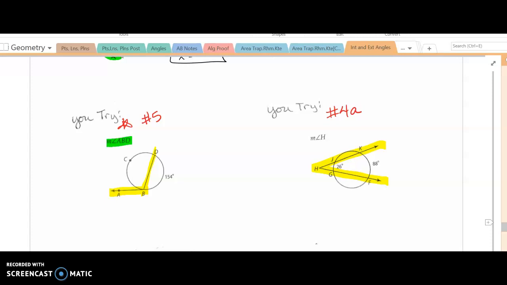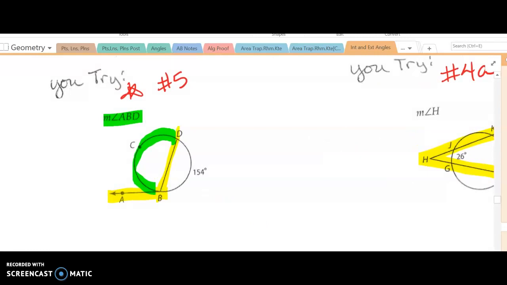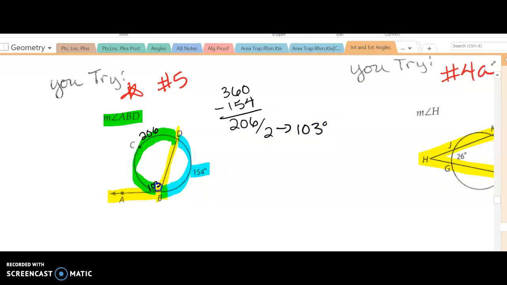So we said in that situation, you just do half of the intercepted arc. If we can figure out that green arc, how many degrees it is, that's all we need to figure out the yellow angle. We know there's 360 degrees in this circle. We know 154 of those degrees are used up by the blue arc. So 360 minus 154 is 206 for the green arc, then half of that, 206 divided by 2, which is 103, is this angle here.